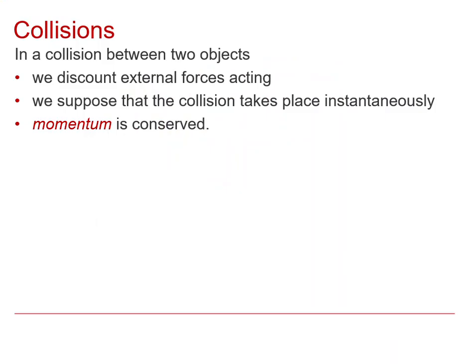Collisions, the story so far. In a collision between two objects, we discount external forces acting. That's equivalent to saying that the collision is so rapid that they don't have time to make any significant impulse. We also suppose, to idealize, that the collision takes place instantaneously, but in such a way that it allows one body to have an impulse on the other, and that those two impulses are equal and opposite.